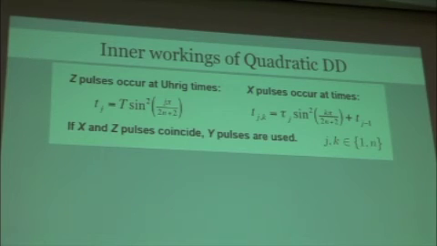In QDD, where we nested the two Uhrig sequences, we add to the z pulses at these times, we add x pulses, because we have to eliminate not just dephasing, we also have to eliminate dissipation, at times which are basically a nesting of two Uhrig sequences. It might be a little hard to see from here, but if you look at it for a moment, you'll understand. This is just a nesting of two Uhrig sequences.